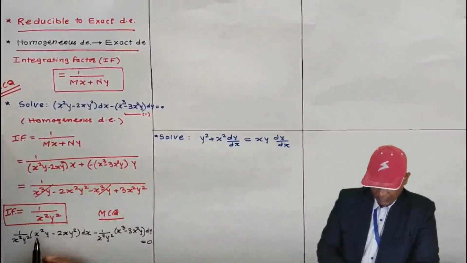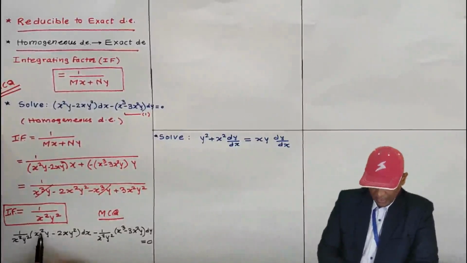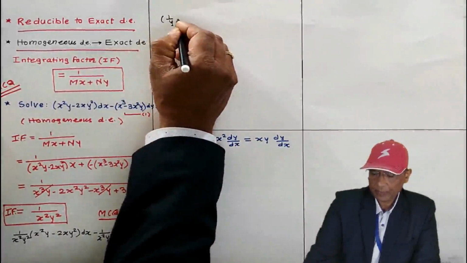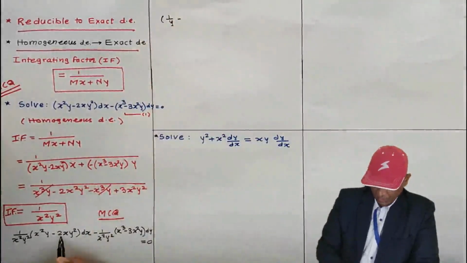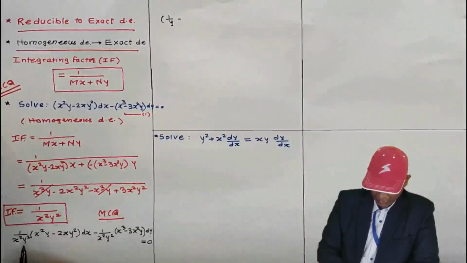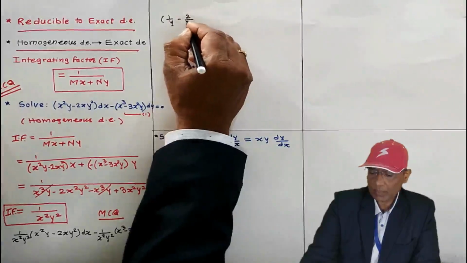Now multiply each term of the bracket by 1 by x square y square. What will happen? x square gets cancelled, y by y square is 1 by y. I am writing 1 by y here directly, minus 2xy square by x square y square, this y square goes away, minus 2x by x square. I am writing it like this.